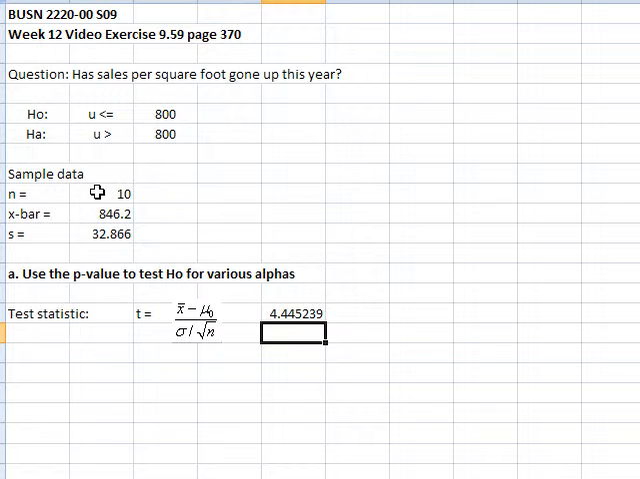4.45 is what, is it Megastats? Who believes them? Minitab. We do it the old-fashioned way, right? Okay, that's our t value. Now, what we have to do is find out what p-value corresponds to that t value.